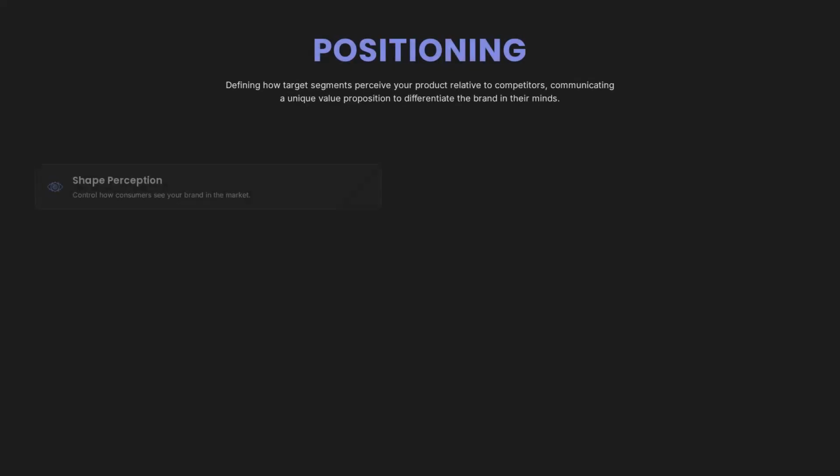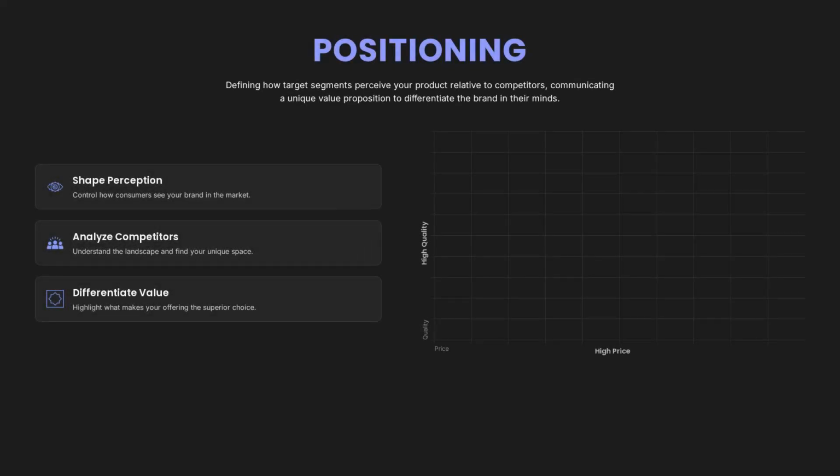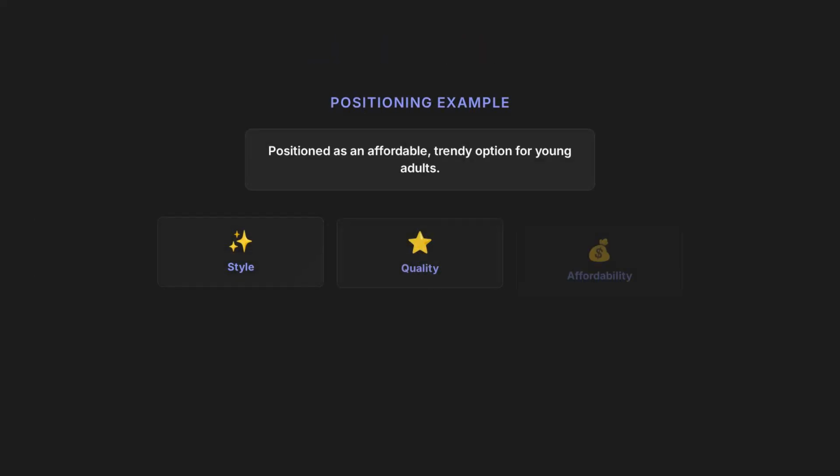The third component is positioning. This is about defining how you want your target segments to perceive your product or service relative to competitors. Effective positioning communicates the unique value proposition and differentiates the brand in the minds of consumers. Example: the clothing brand could position itself as an affordable, trendy option for young adults by emphasizing style, quality, and affordability in its marketing messages and branding.